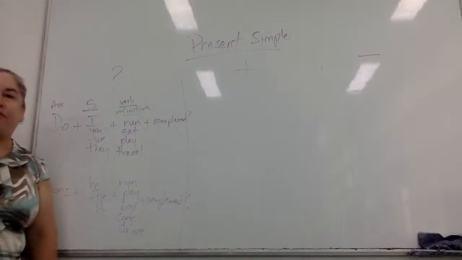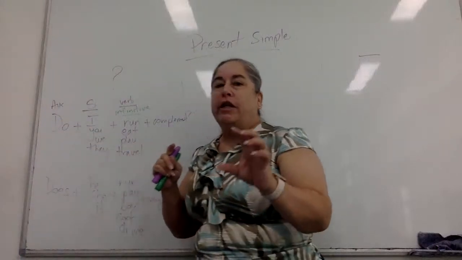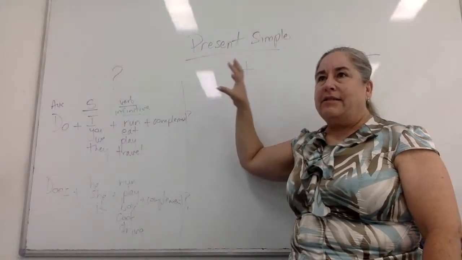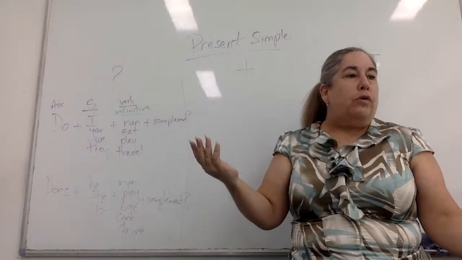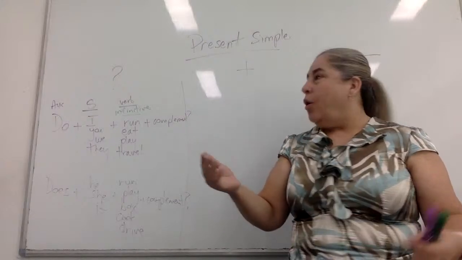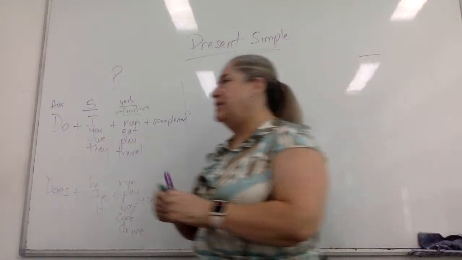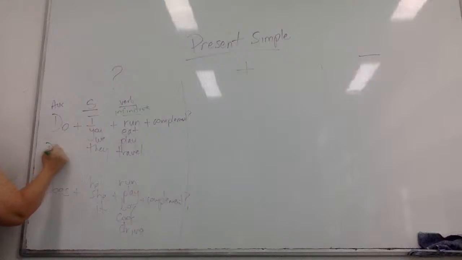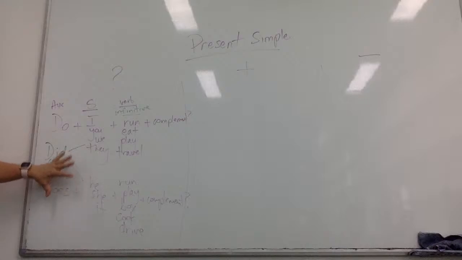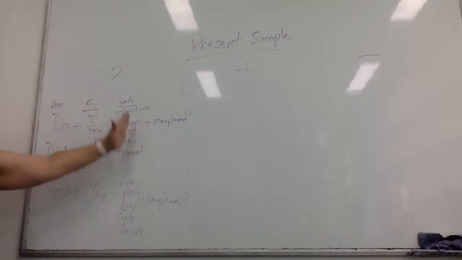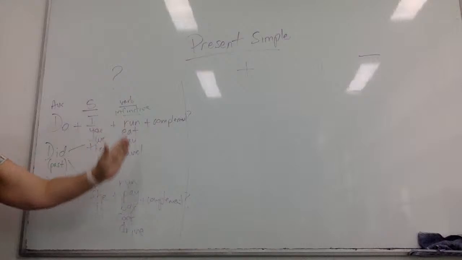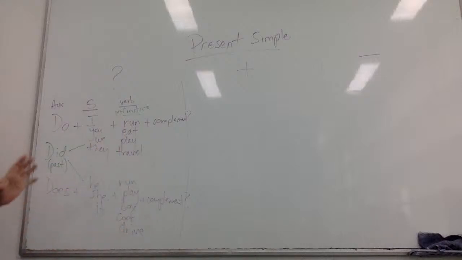What about, and so this is what I was saying to you, if you can learn the present very well, then we can also include the past. So, what is the past of do and does? Did. And so, did is the past for everyone. And I'm still going to keep my verbs in infinitive. I am not going to change them.